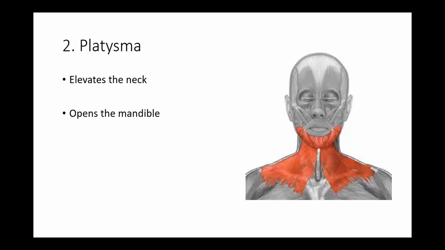Okay, the platysma. This elevates your neck and helps open your mouth. It causes your mandible to open. This goes from your chin all the way down to your clavicles, which are your collarbones.